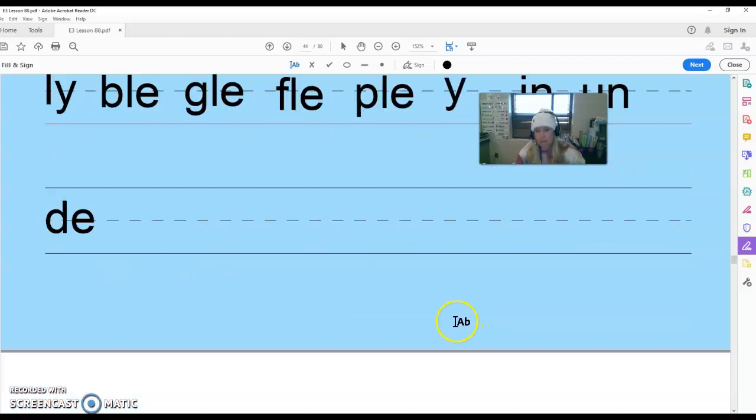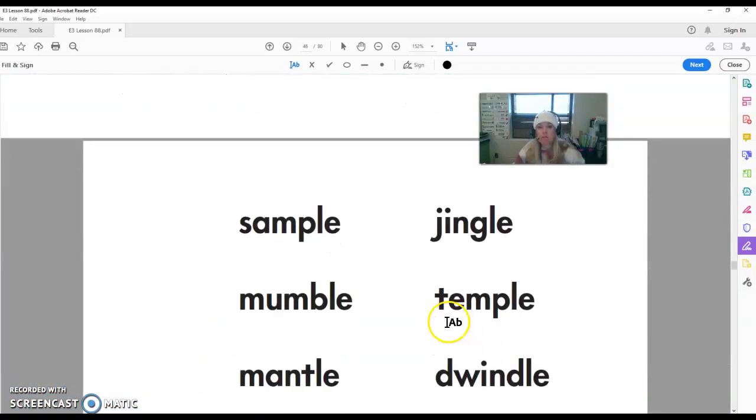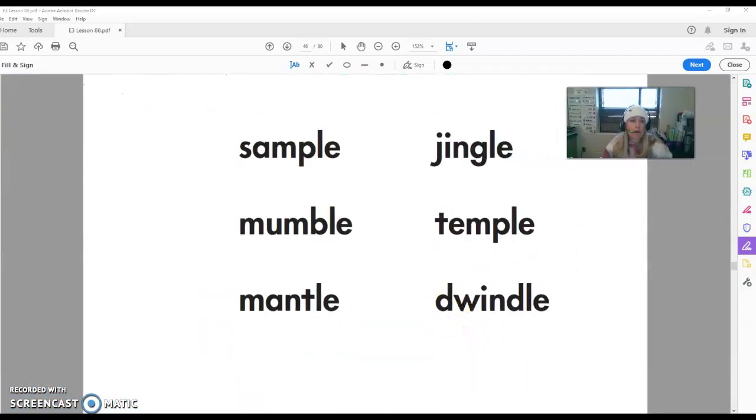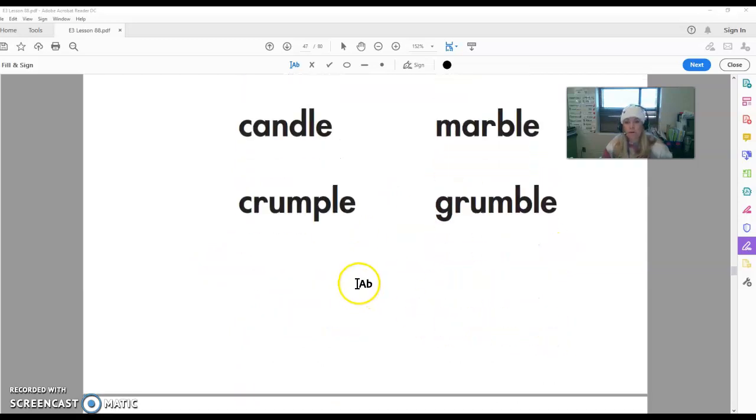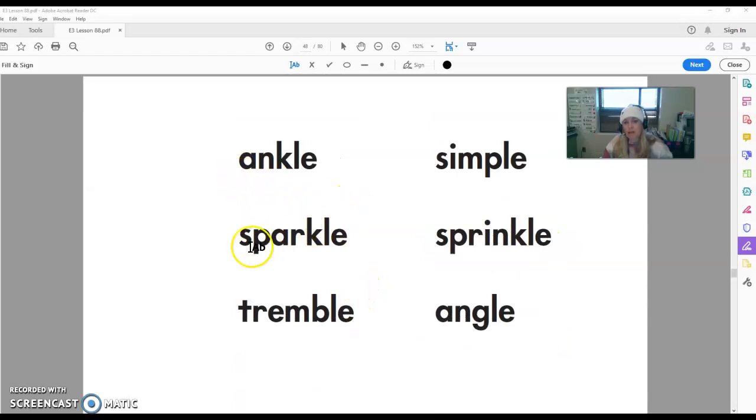Very good. All right, we're ready to read our words. I'm just going to point and let you go ahead and read these, or I might jump in and say a few of them. We've got sample, mumble, mantle, jingle, temple, dwindle, ramble, candle, crumple, gentle, marble, grumble, ankle, sparkle, tremble, simple, sprinkle, angle.